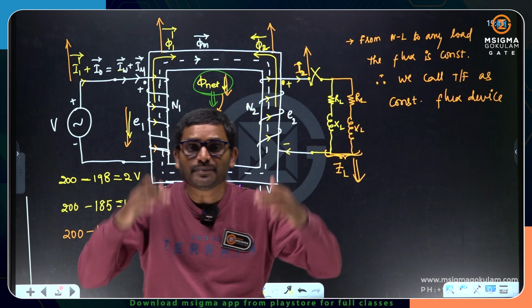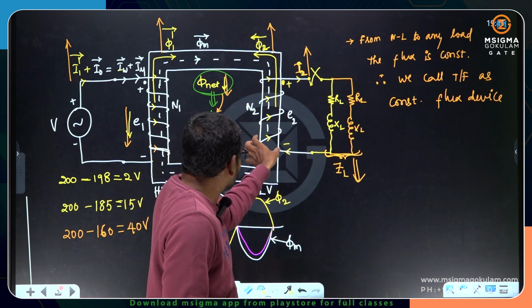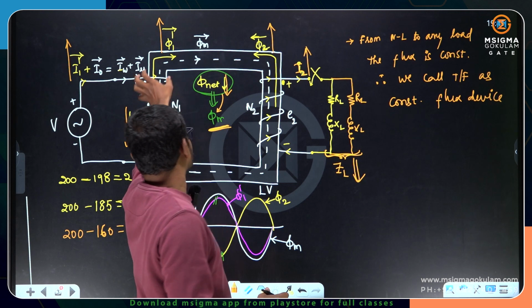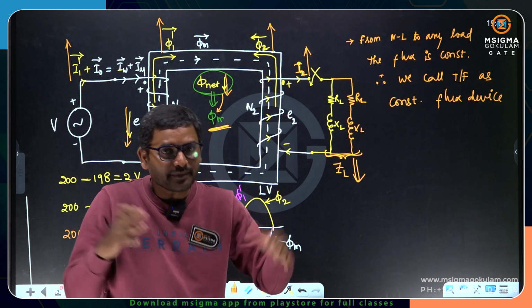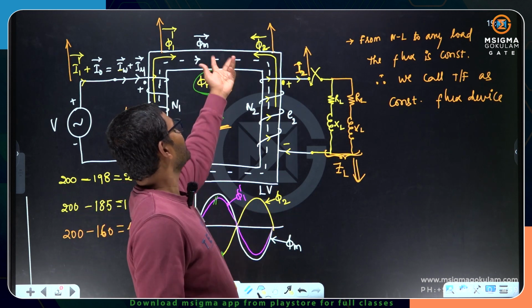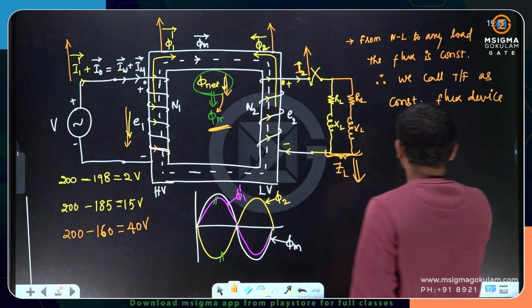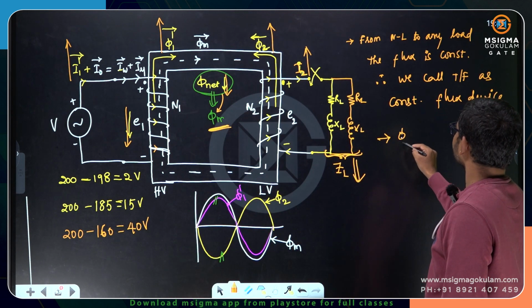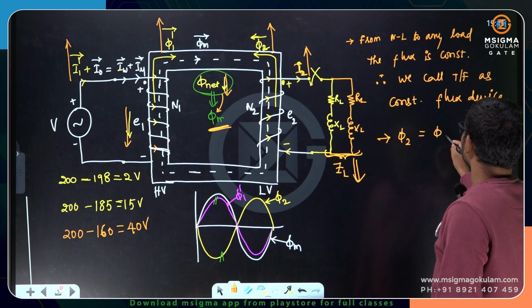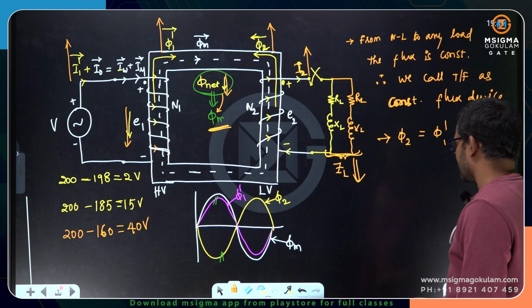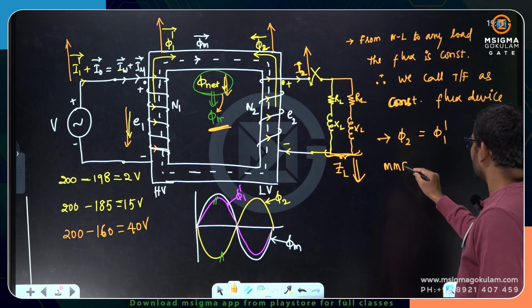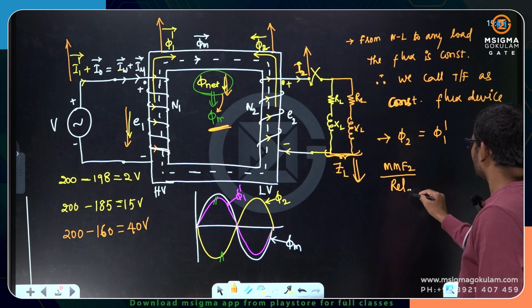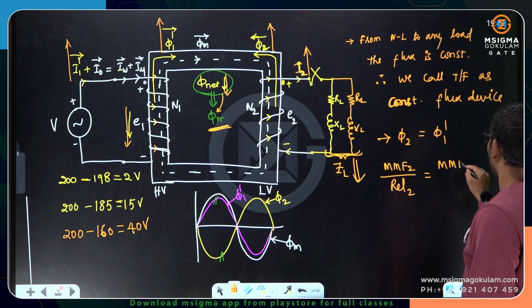Phi 2 and phi 1 dash, MMF by reluctances. The reluctance at the secondary side, second leg, the reluctance at the first leg, and the reluctance offered by the entire core is the same, right? If the reluctances are the same, MMFs are the same. If MMFs are the same, fluxes are the same. So I can write the next point here: phi 2 is equal to phi 1 dash. How can I write phi 2? MMF 2 divided by reluctance 2. Phi 1 dash is MMF 1 divided by reluctance 1.